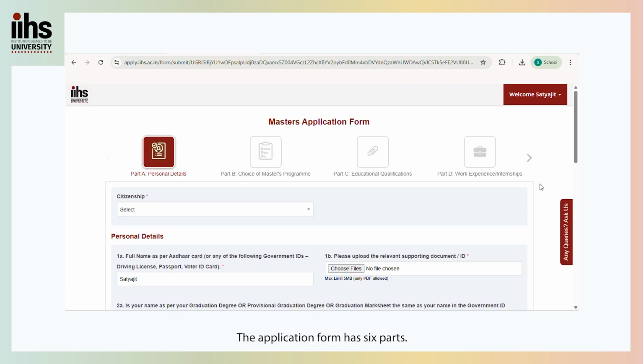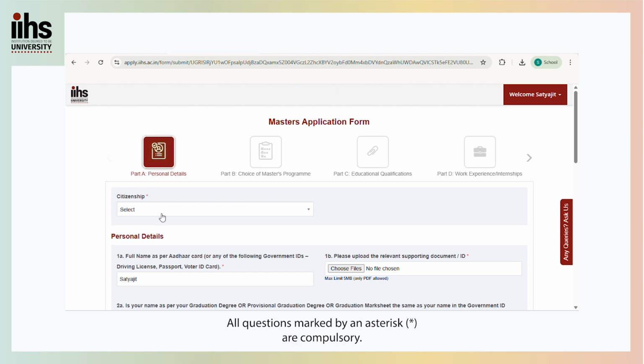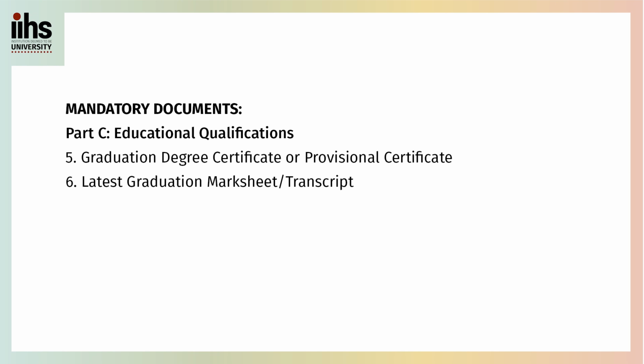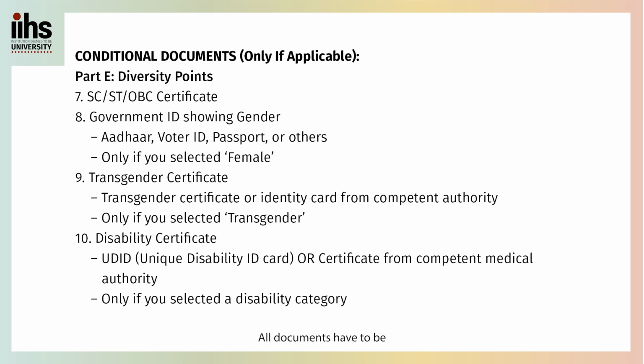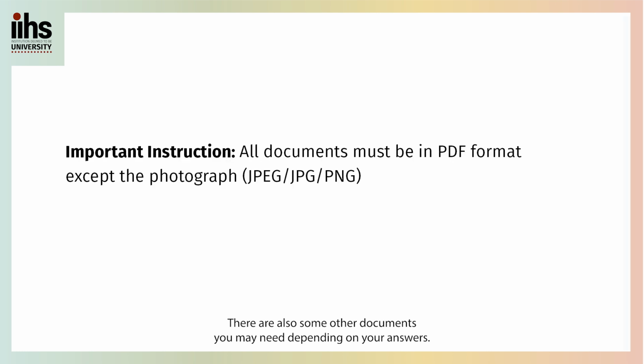The application form has 6 parts. You have to fill in each part to complete the process. All questions marked by an asterisk are compulsory. Before you start, please note the mandatory documents you will need to upload. All documents have to be in the PDF format only, except for the photograph, which will have to be in the JPEG/JPG/PNG format. There are also some other documents you may need depending on your answers.